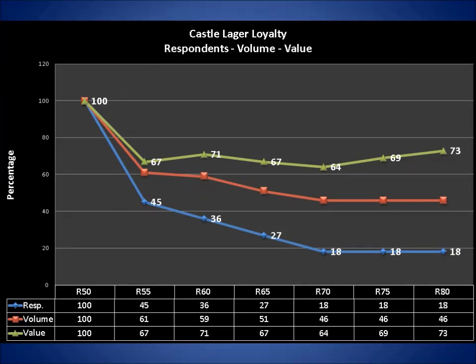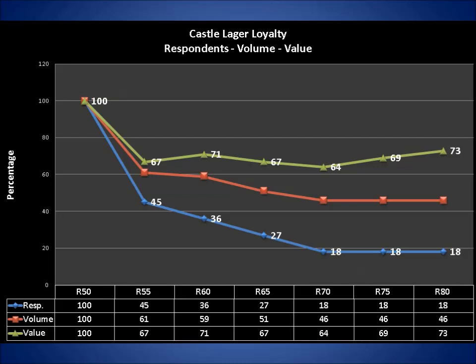Compare that to Castle Lager. This is interesting. Castle Lager was the third biggest brand in our survey. We set that again at 100 and look at what happens to the brand loyalty curves. Well, the respondents will drop very rapidly, and when it gets to about 70 Rand, there's a bit of a hardcore, but certainly from 100 to 45 to 36 to 27 respondents will still buy it at these levels. However, they are heavy users. You can see when you look at the red line, how far that is above the blue line.